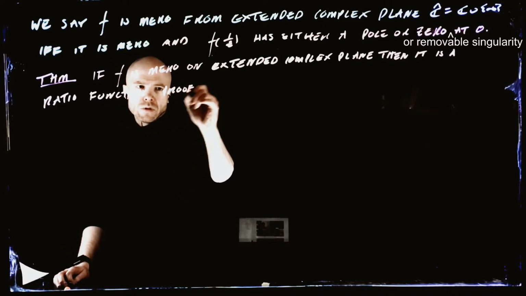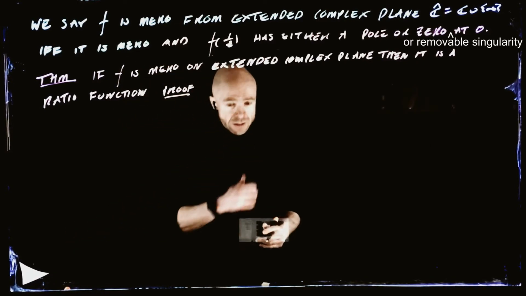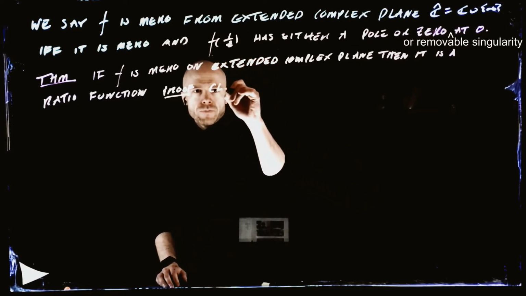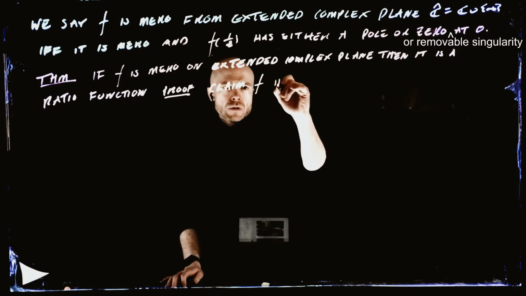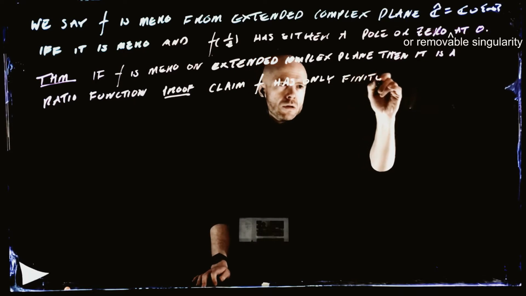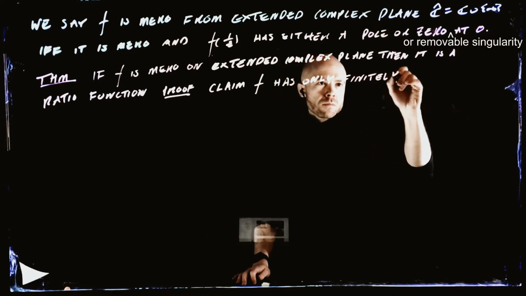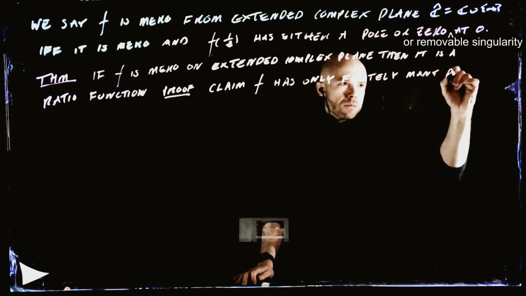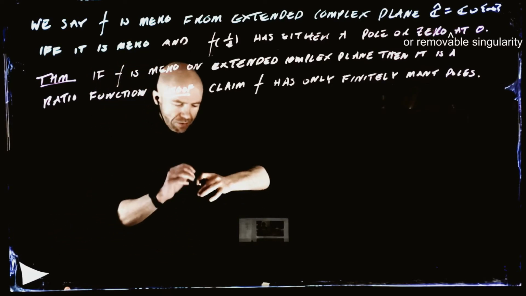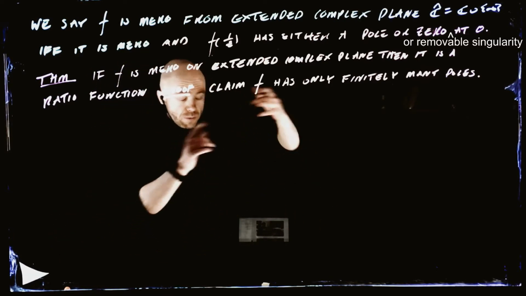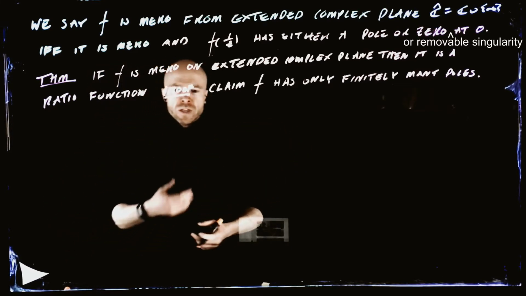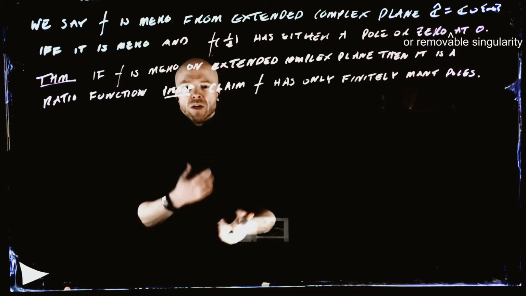Okay, proof. All right, first thing to observe is that if we have a meromorphic function in the extended complex plane, we have only finitely many poles. So claim. Okay, why so? Well, first thing to show in order to prove the claim is that if we have infinitely many poles in a bounded area, then they're going to have a cluster point, and if they have a cluster point, we'll get a contradiction.